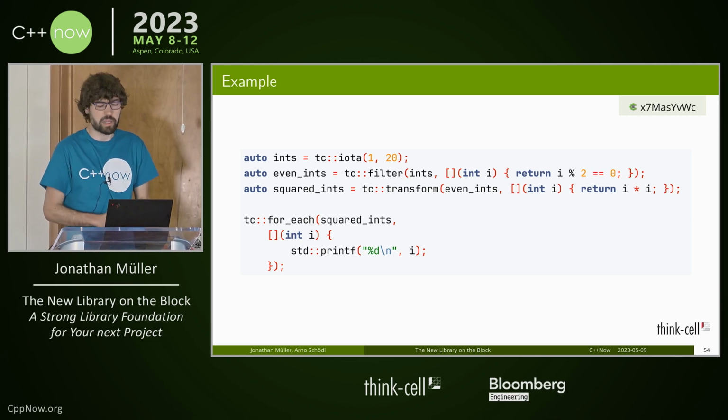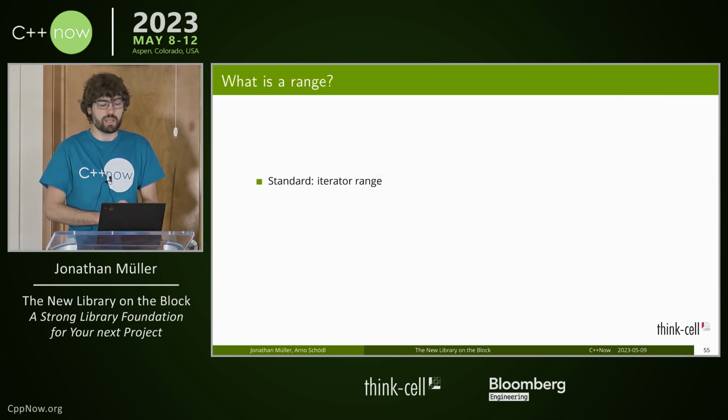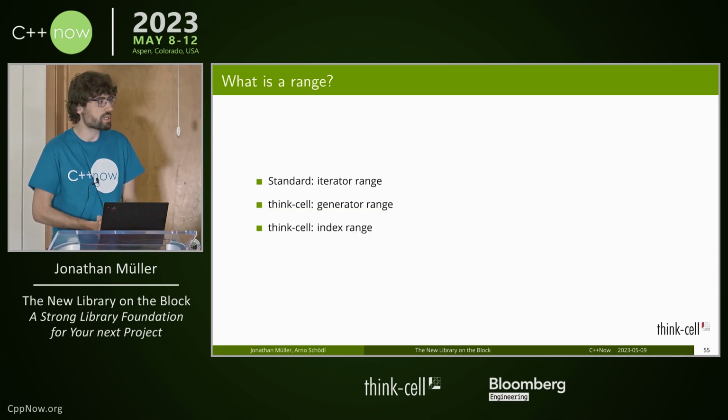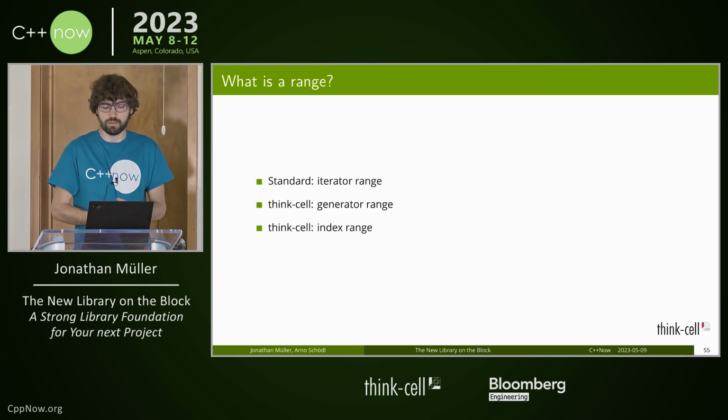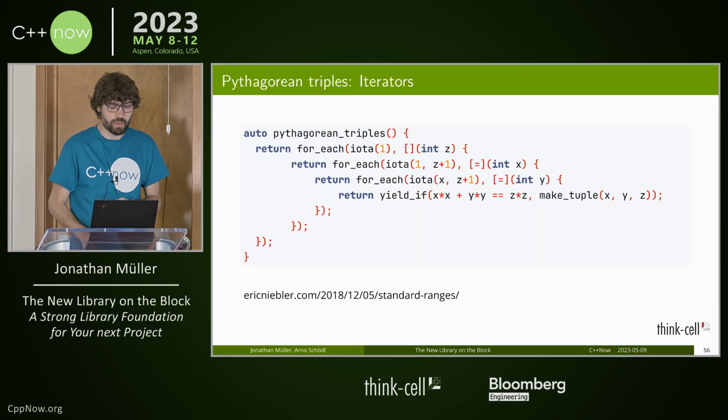So what's better than the standard library there? Well, for that we have to answer the question, what is actually a range? In the standard library, a range is defined by iterators. You have begin and end, and those are ranges. But at think-cell, we've got two more kinds of ranges. We've got generator ranges and index ranges, and they're really useful. Let's start with generator ranges.